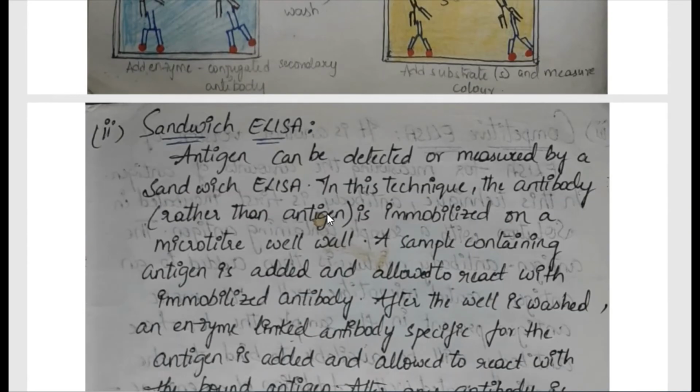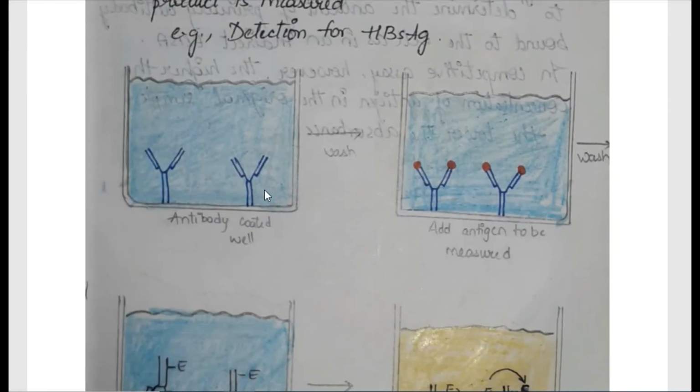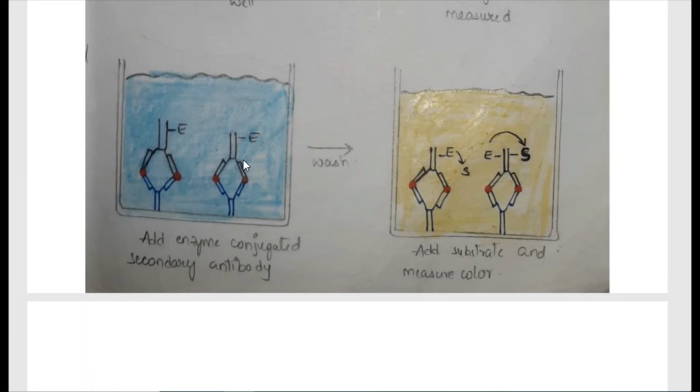Then moving to the sandwich ELISA. Sandwich, so obviously in between the two breads. In the same manner, here the antigen can be detected or measured by a sandwich ELISA technique. So what is happening in this technique? First of all, the antibody is immobilized on a microtiter well. And then a sample containing antigen is added and allowed to react with the immobilized antibody. Now again you are supposed to wash the well, and then an enzyme linked antibody is added, which is going to react with this antigen.